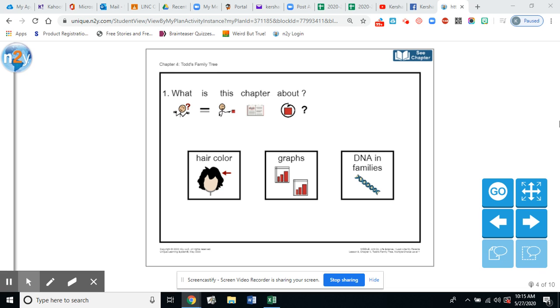Good morning, class. We're going to follow up from our book entitled Todd's Family Tree with this activity to monitor our comprehension of the stories that we read. Okay, the first question, what is this chapter about? Hair color, graphs, DNA, and families. Well, you know from the story that all these options are mentioned, but there's only one. What was the main idea about Todd's family tree?